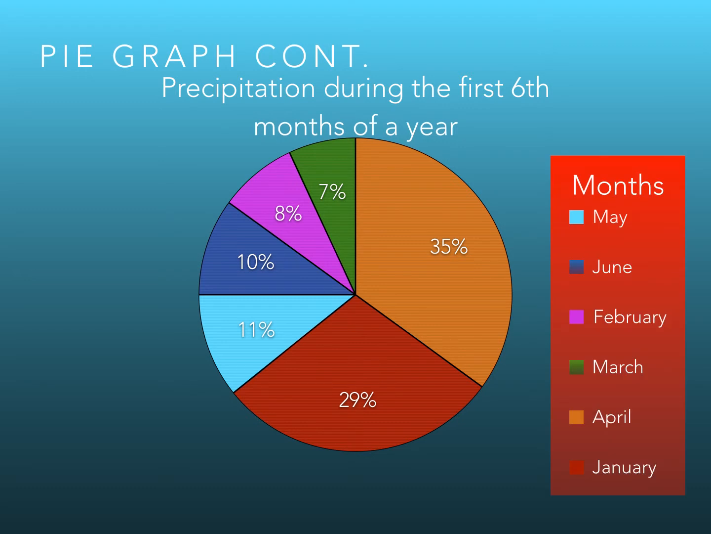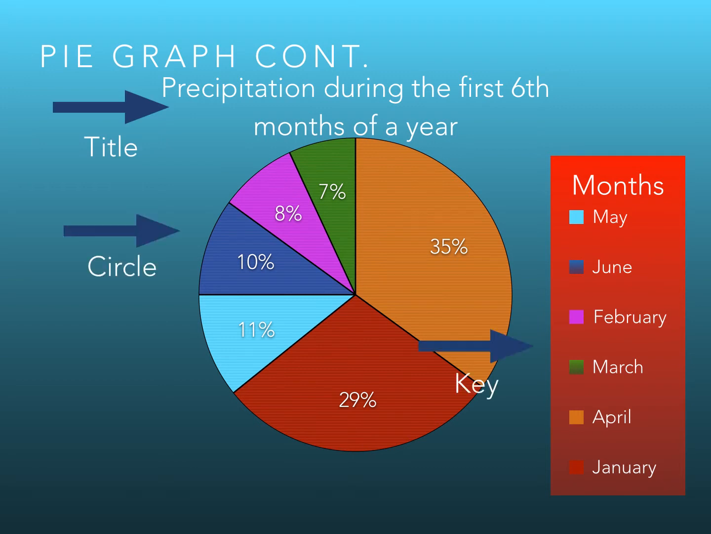Now we're going to the parts of a pie graph. This first part is called the title. The next is the circle, and the final is the key. You need all these parts of the pie graph to create a successful pie graph, because if you don't have a title, you'll have no idea what your graph is about. If you don't have the circle, then it's not really a pie graph. And finally, if you don't have the key, then how will you know what your pie graph is about?